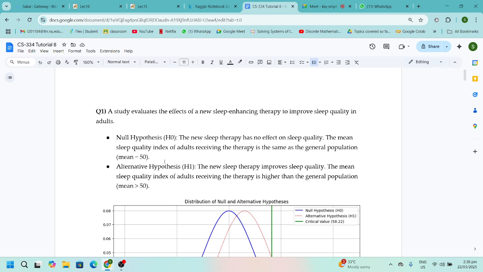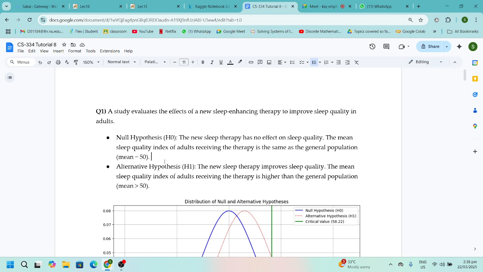And under the alternative hypothesis, you can say that the mean sleep quality index of people who are receiving this therapy must be higher than that of the general population. This is why my test statistic of sleep quality index works, because in order to pick a good test statistic, you just want that if the alternative hypothesis is going to be supported, the value of the test statistic should be high. If the null hypothesis is being supported, then the value should essentially be low.